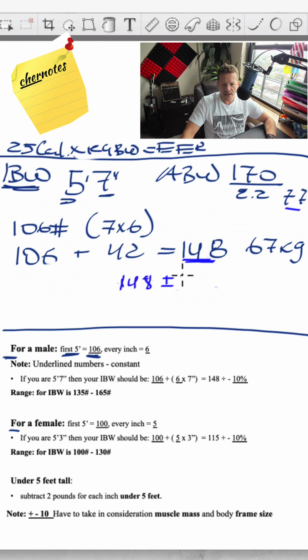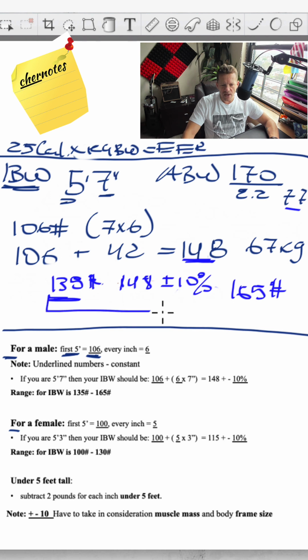So plus minus 10%, right? 148 plus 10%, approximately we will land at 165 pounds. And if we subtract 10%, it's going to be somewhere around 135. I don't want to get to the exact number, so that's a range. With my 5'7", I could be 135, I could be 165, or I could be at my ideal body weight.